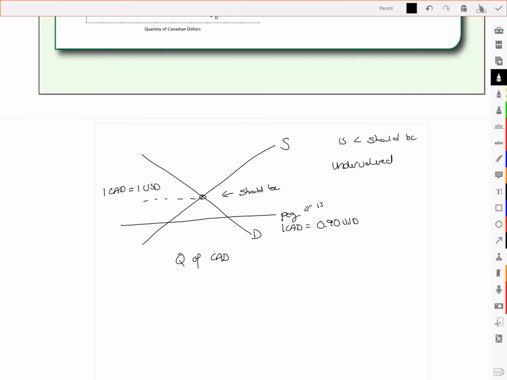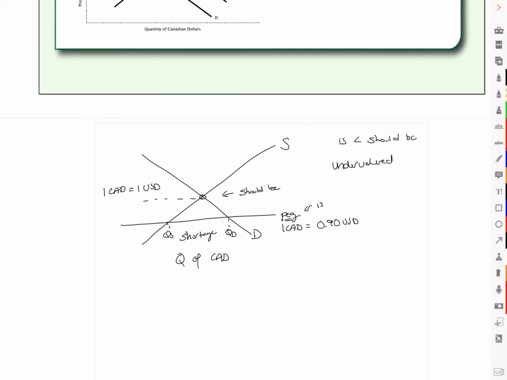Well, the challenge with this is that quantity demanded, the amount of Canadian dollars that foreigners want, is more than quantity supplied, more than the amount of Canadian dollars we're putting out into the world market. So there is a shortage of Canadian dollars. And this can create a challenge if we're trying to maintain the peg at 1 Canadian dollar equals 90 cents US.